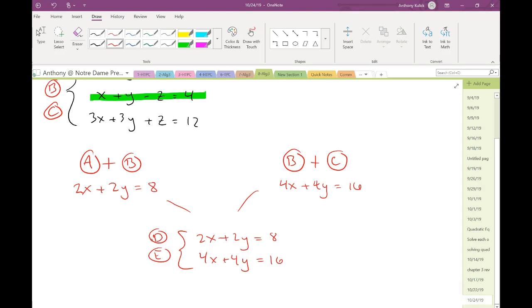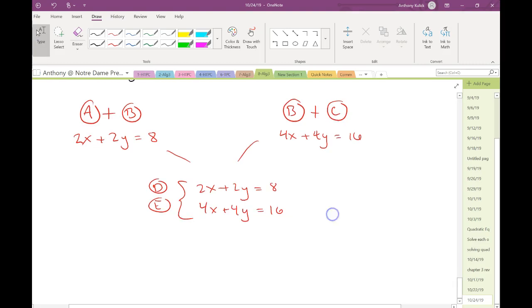Which variable would you like to eliminate now? Does it really matter? No. So let's just pick one. Which one do you want to pick? X. Great. So what do we need to multiply one of these equations by so that when I add them together, the x's are going to cancel? Negative 2. Which equation do I have to multiply that to? D. Everybody agree with that?